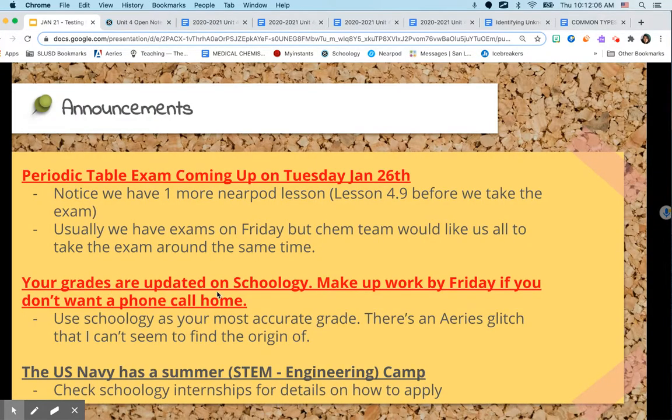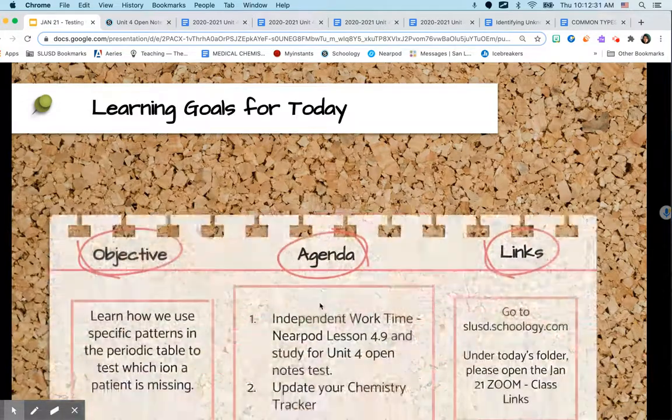Another thing for your announcements is that your grades are updated on Schoology. Please make up your work by Friday. You don't want a phone call home. Basically, if you have below a 73% right now, expect a notification home just to let you know these are the things that you can do to improve your grade and demonstrate your mastery of medical chemistry stuff.